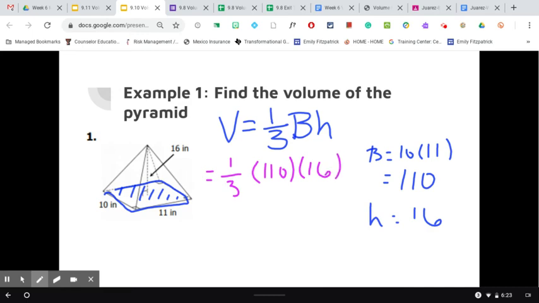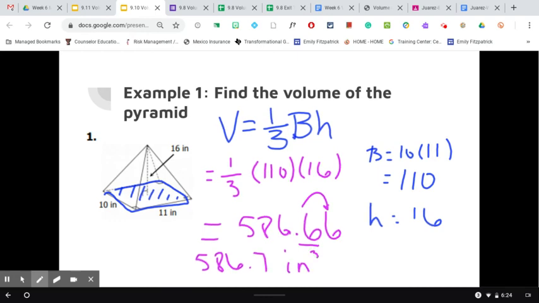So if you're using the Desmos, again, you should be able to do 1/3 times 110 times 16. But if you're using your phone, you can just do 110 times 16, get that answer, and then just divide it by 3, and it'll get you the same thing. And you should get 586.66. And then remember, we want to round that to the nearest tenth, so the number after is higher than 5, so it's going to round that up to a 7. So 586.7 inches cubed because it's volume.